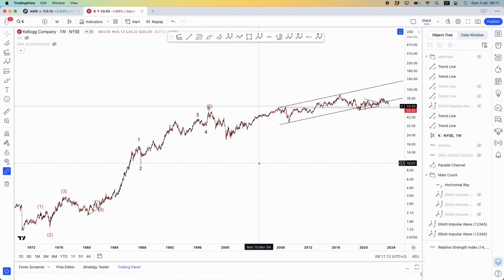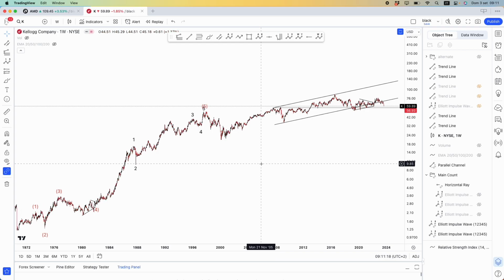How's it going? Here's a new video on dividend stock Kellogg, ticker symbol K. Just like last time, we're going to take a look at the Elliott Wave Analysis, which is what we will mainly do in this video, and then a quick look at some dividend data that is available.